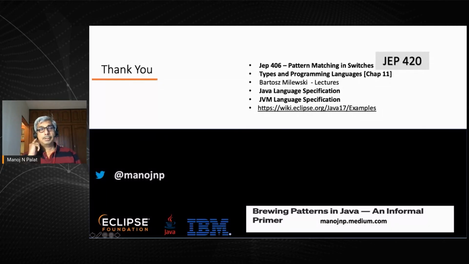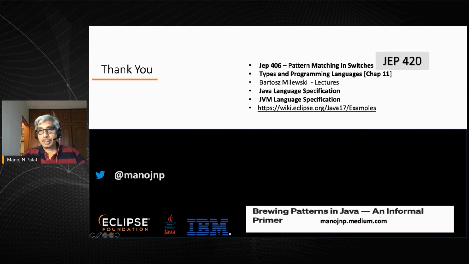Thank you. Guys, after the presentation, I realized that we have JEP 420, which is the second preview that is coming in Java 18. So 406 was the preview one, and 420 is the next one that's going to come. And if you want further information, there is an expanded version of this in the blog which I have written. It's called Brewing Patterns in Java, an informal primer. You're also welcome to have a look at it.